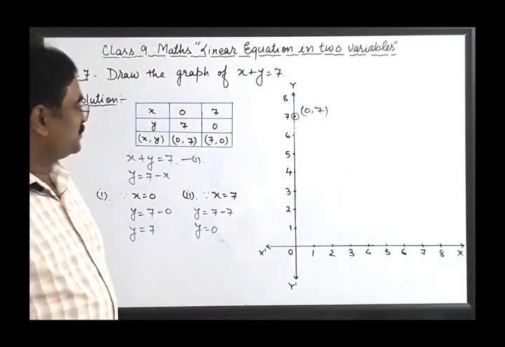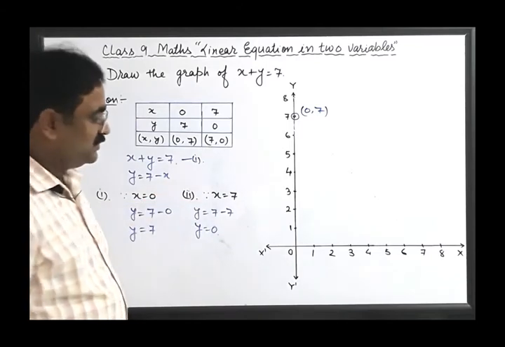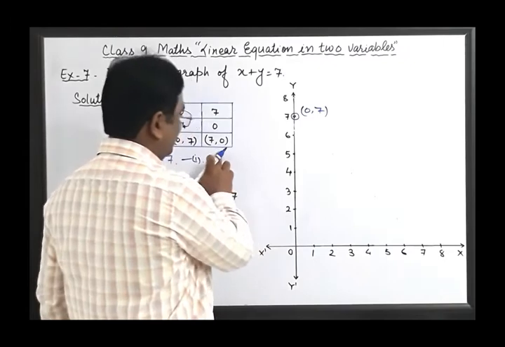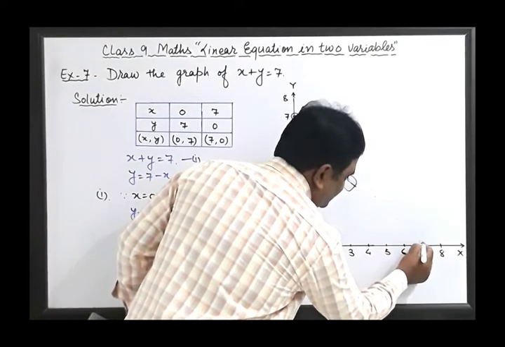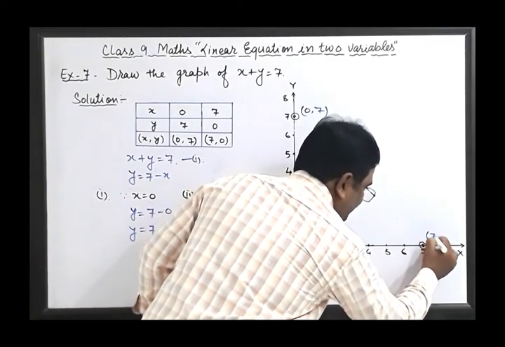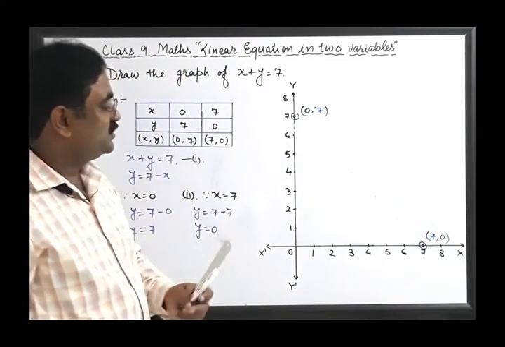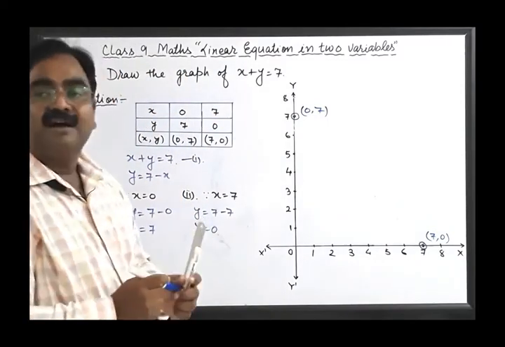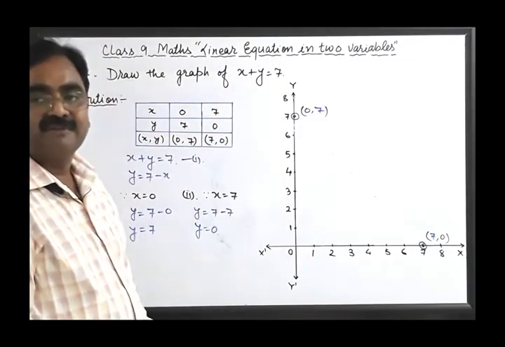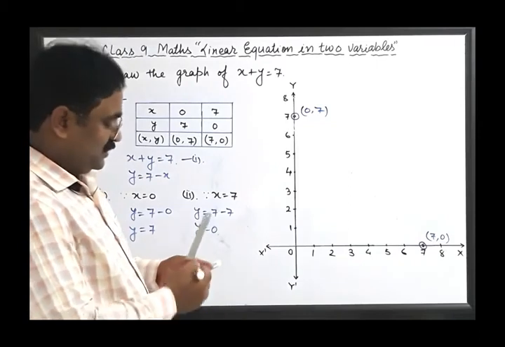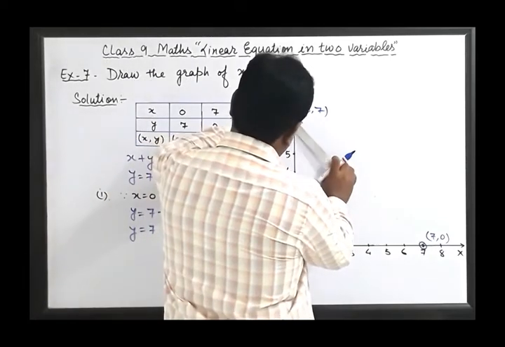Okay friends, so plot the second point, whose coordinates are 7, 0. So 7 on the x-axis means this point lies on the x-axis, 7 and 0. Its coordinates are 7 comma 0. Now let us join these 2 points and we will get our required graph of this equation x plus y equals 7. Right, students? So let us draw the line that passes through these 2 given points.